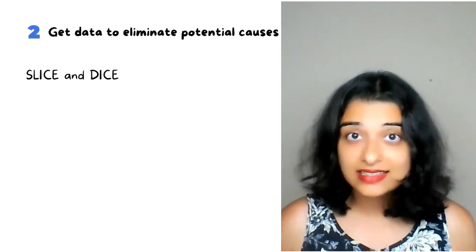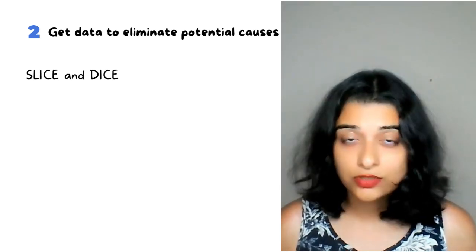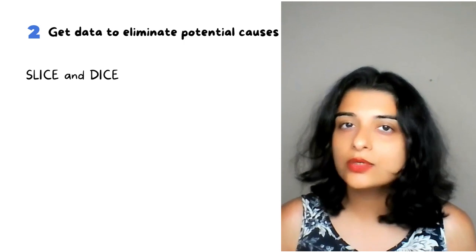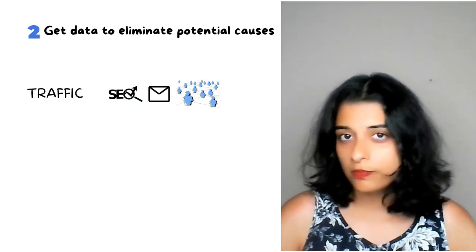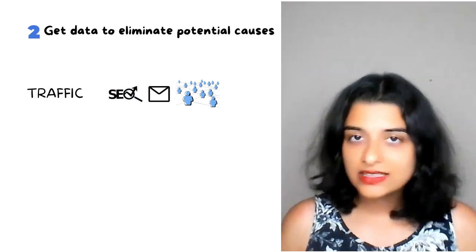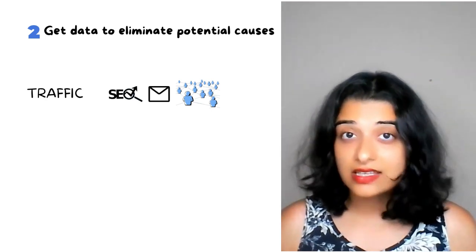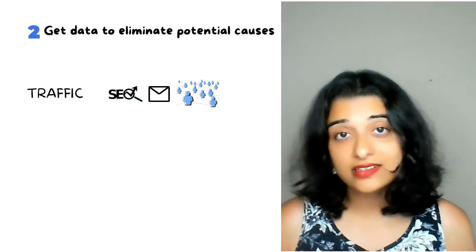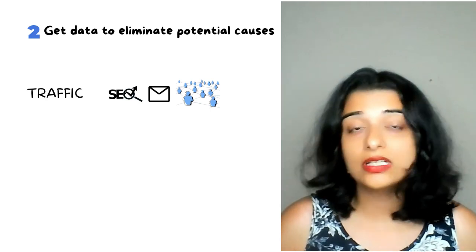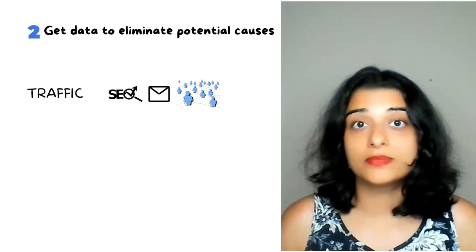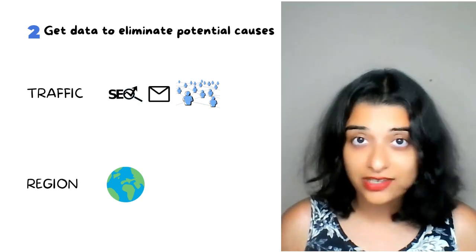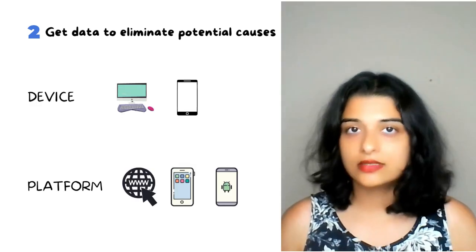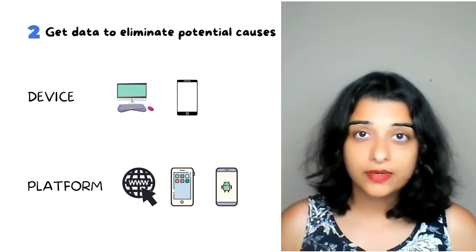Next, we start slicing this data using various attributes to see if the change is skewed in any specific data sets. So let's start with traffic, whether the increase or decrease is coming from a specific traffic channel, say social, paid, or direct. Next, do the same thing with region, that is the location. Then do the slicing with platform and device type.